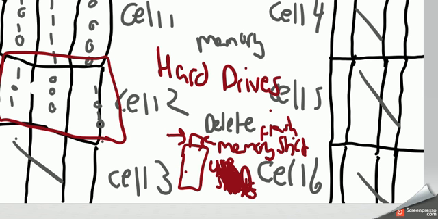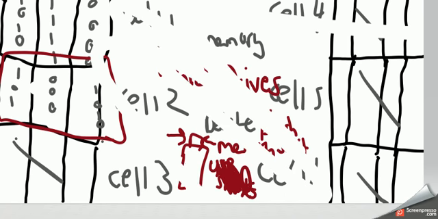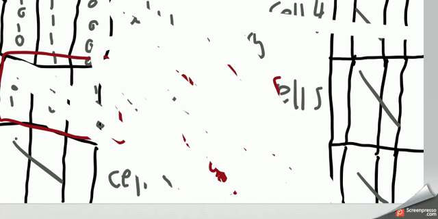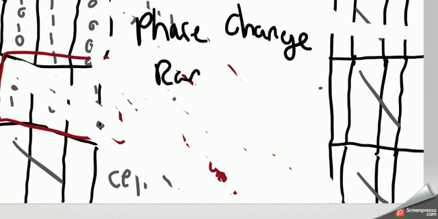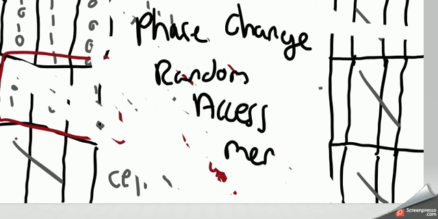Finally, what you need to be aware of is this, that actually there's a new technology being developed, and this new technology may replace solid state memory, and it's called phase change random access memory. And this may replace solid state memory in the future.